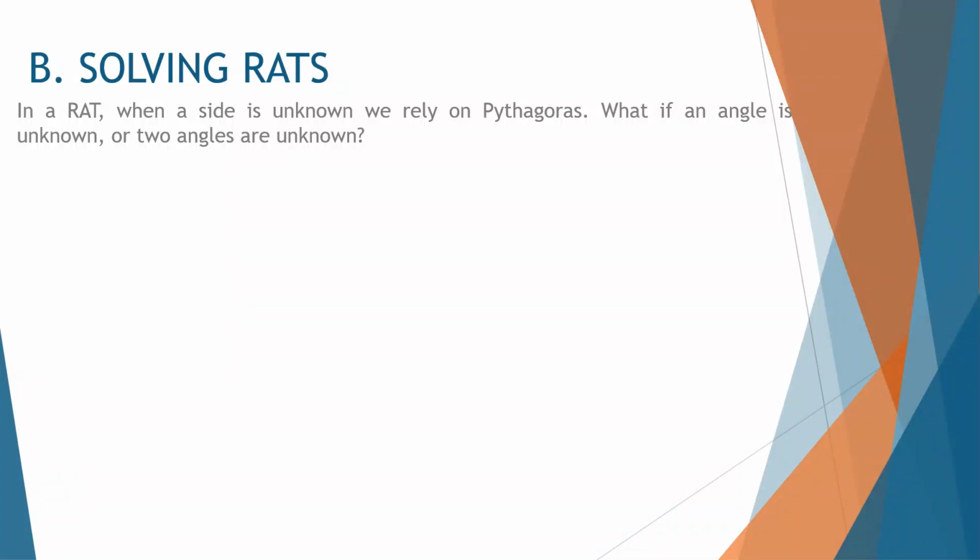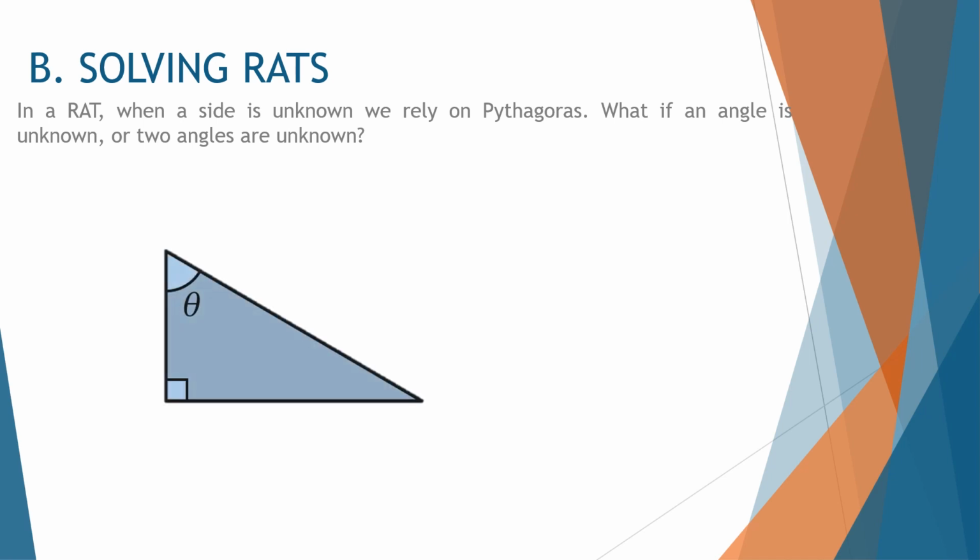In a right-angled triangle, when a side is unknown, we usually rely on Pythagoras. But what if an angle is unknown, or two angles are unknown? I say that because we know that in a right-angled triangle, one of the angles will always be 90. Okay, but what if two angles are missing? That will eliminate the option of using interior angles of a triangle.